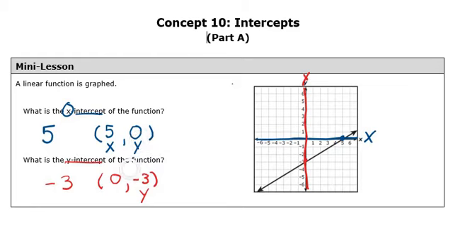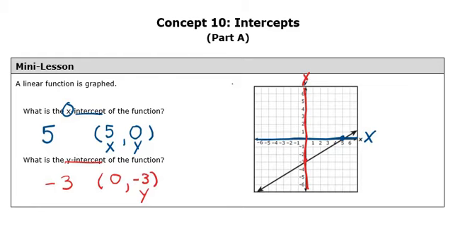So that 0 right there, that is what makes intercepts special. Points that have zeros, those are intercepts. Intercepts have zeros. They're what make them tricky to deal with, and that's what makes them stand out.